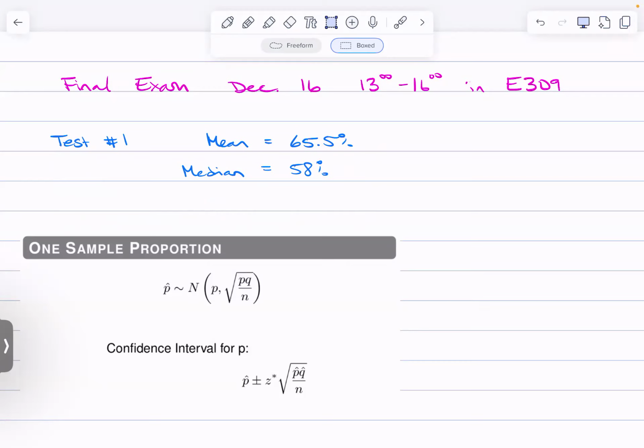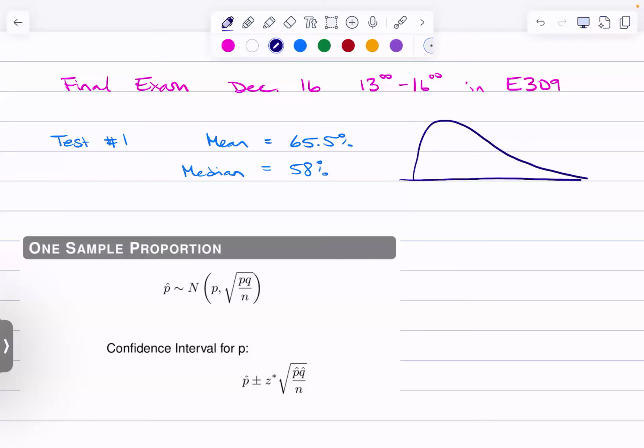What do you think this distribution would look like? Might look something like this, where you might have the median at 58%, and then the mean pulled in the direction of the tail, 65.5%. Right? I'd consider those two percentages different, right? And so there's a little bit of a skew, but not bad. And don't worry, the skew wasn't very strong at all, but it's there.